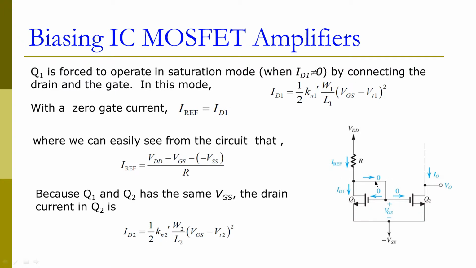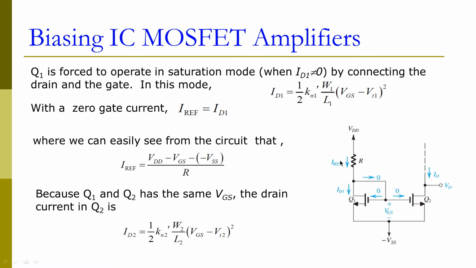And we have discussed this before many times. When the drain and the gate are connected, the voltage here will be equal. As long as VDD is large enough, this transistor will always work in the saturation mode. And in the saturation mode, we can use the saturation equation to calculate the drain current for this Q1 transistor.